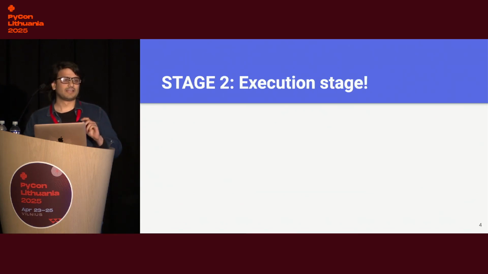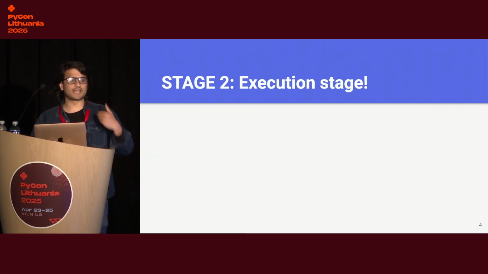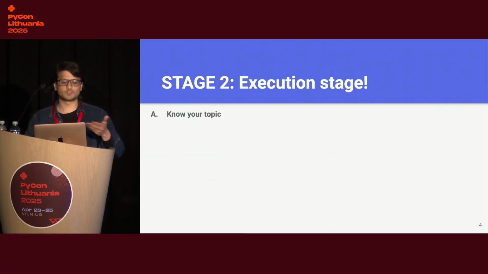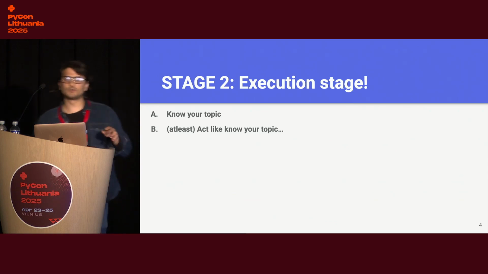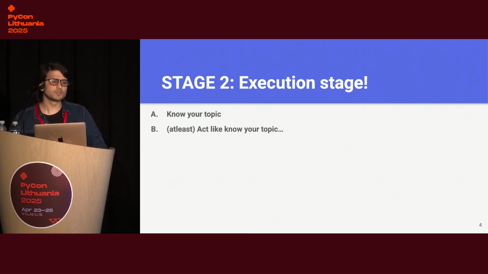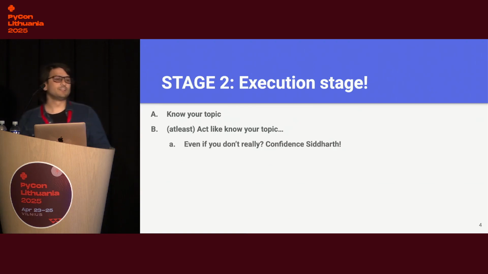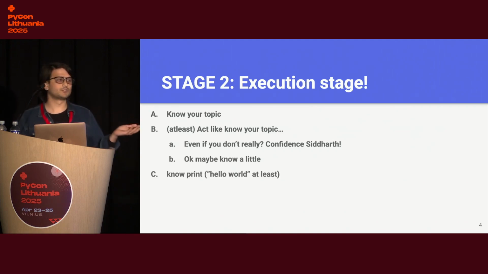I'm telling you. So stage 1 was preparation, stage 2 is execution, right? Now you're prepared that your audience knows nothing. Now you should know something so that you can give it back to your audience. So know your topic, or at least try to know your topic, like act like you know your topic. Just look at someone who really looks serious in the eye and be like, yeah, I think I know my topic. Yeah, we'll meet at an LLM conference someday. Even if you don't, confidence is the key. Or maybe know at least a little bit, right? Know at least the syntax of print hello world. I think that's the beginning, right, of Python.